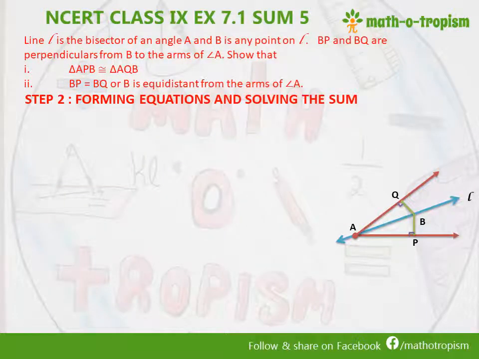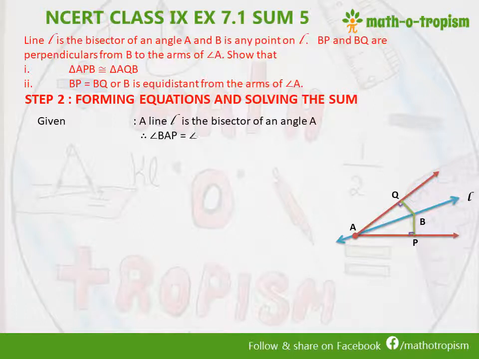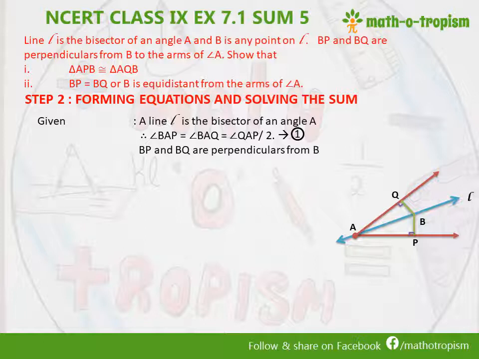So the next step is forming equations and solving the sum. We have been given a line L is the bisector of angle A, which means that the angle BAP is equal to angle BAQ, which is half of angle A. We'll keep that as equation 1. Then BP and BQ are perpendiculars from B to the arms of A. That means angle BPA and angle BQA both are 90 degrees. So let us keep it as equation 2.